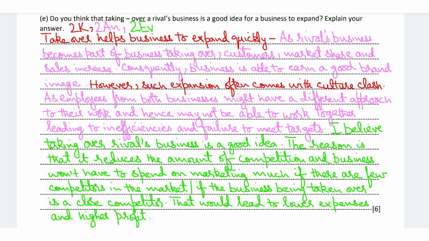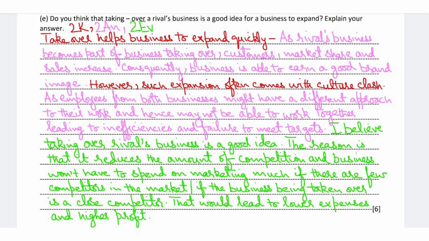Now, let me read it for you. Takeover helps business to expand quickly. Now what I am doing, I am again showing the pros, the advantage of taking over a rival business. So I highlighted it with red color, and the reason is because I am telling the examiner, this is knowledge, give me 1 mark, because there are 2 marks for knowledge, right? Now I'll explain how it would be done, like how it would expand quickly.